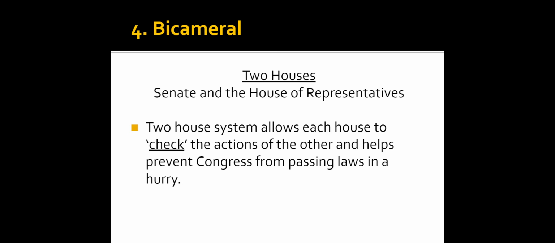Sometimes it can even feel like they did too good of a job and laws never get passed at all. But certainly they didn't want Congress passing laws too fast.